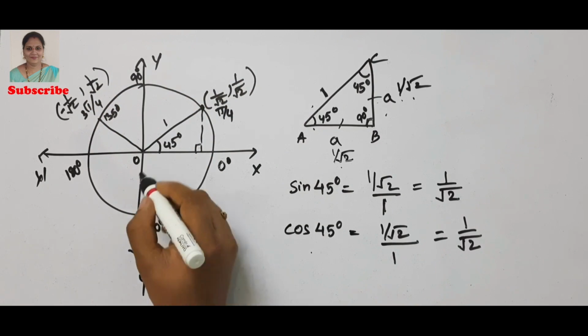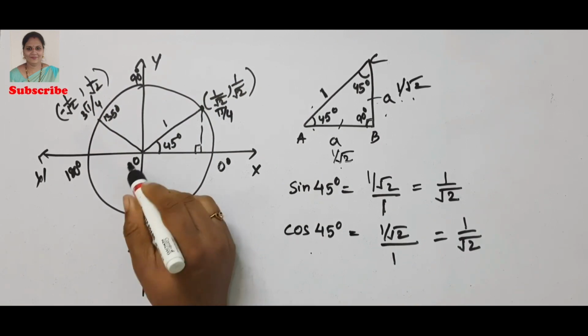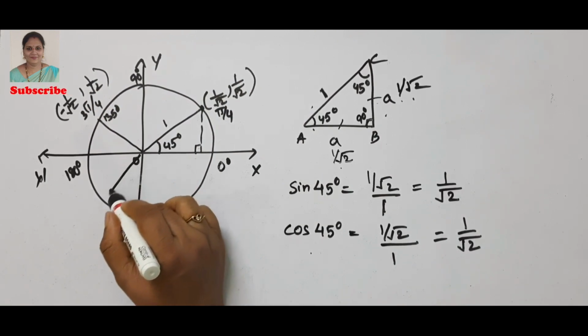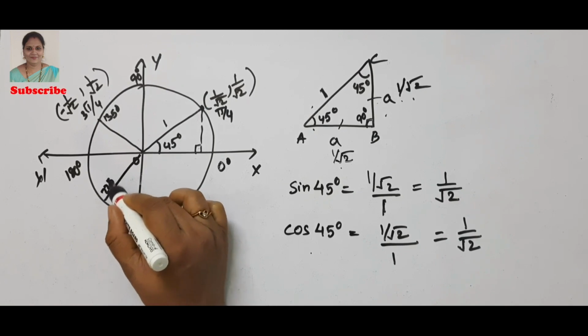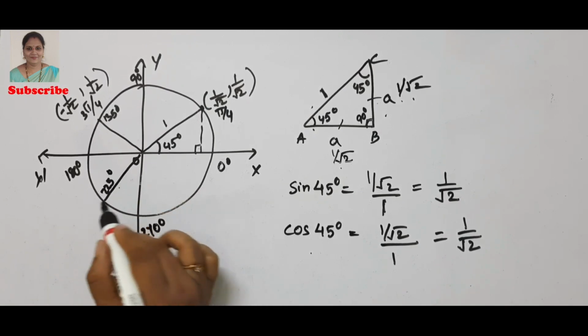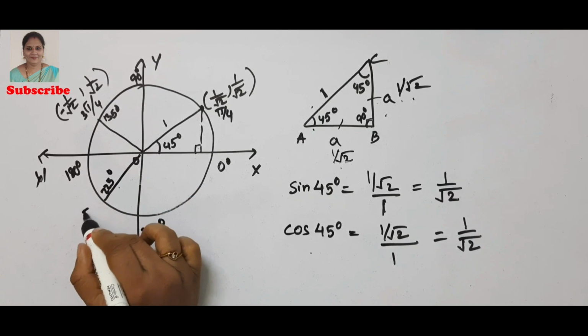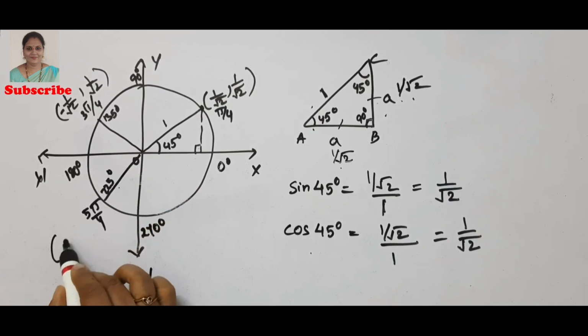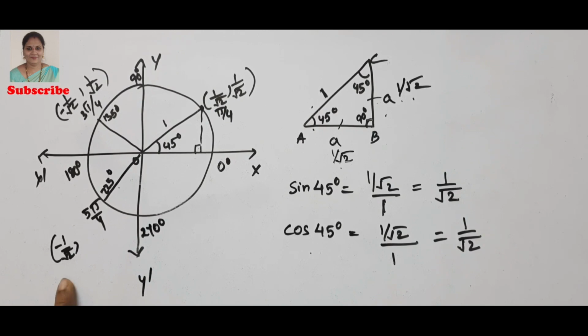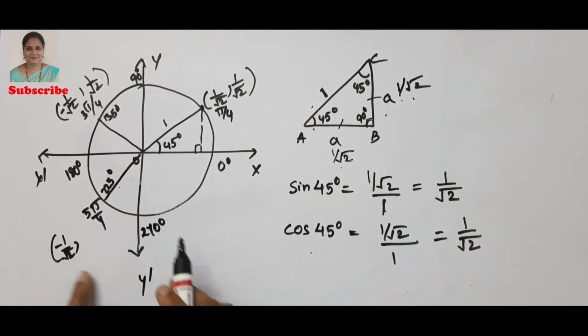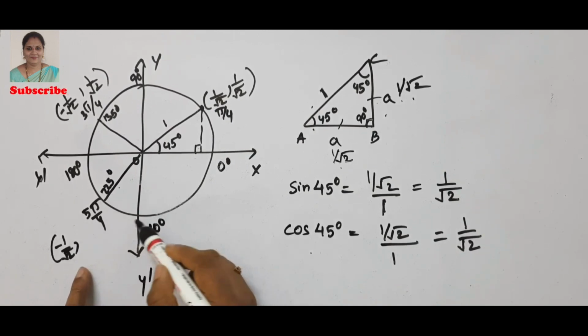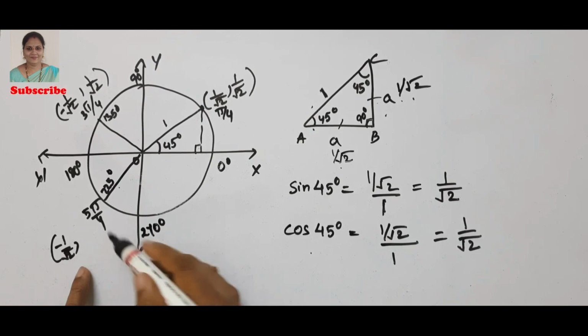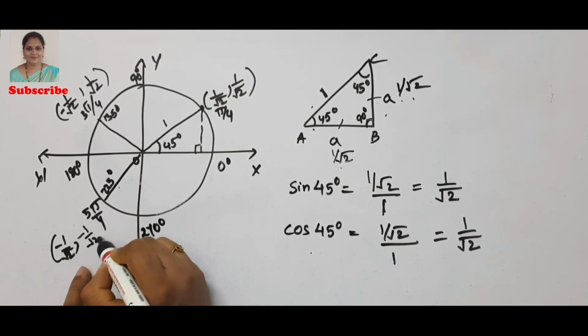Now, if you calculate at 270 minus 45, that is 225 degrees. In pi radians, it will be 5 pi by 4. The value here will also be 1 by root 2, but here it is negative. So cos 225 will be minus 1 by root 2. Sin 225 will be, here y is negative, so here also minus 1 by root 2.